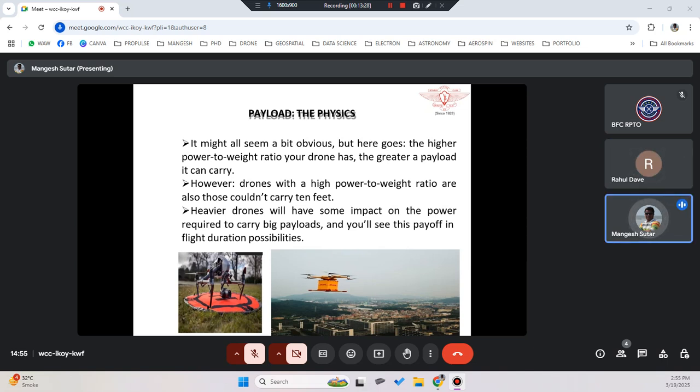So you have to understand that heavier drones will have some impact on the power required to carry big payloads, and you will see this payoff in flight duration. As you increase the weight of the drone beyond its acceptable or limited capacity, it will always counteract with a limited duration of flight.